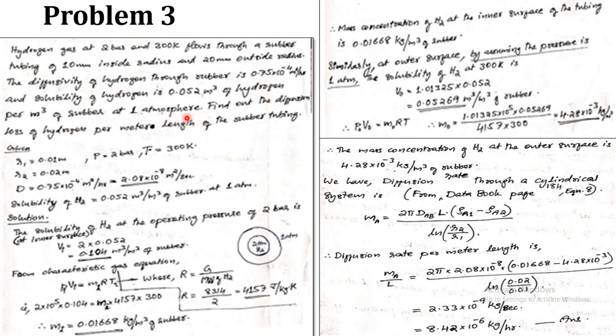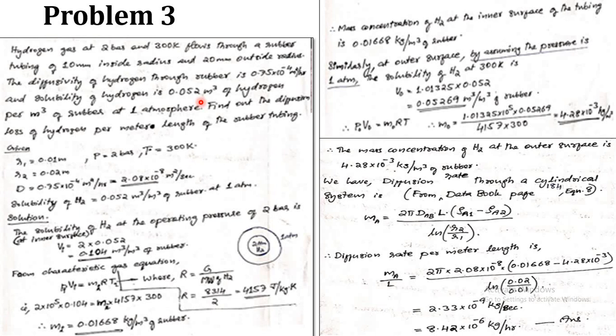At 1 atmosphere, find out the diffusion loss of hydrogen per meter length. I have selected this problem because of the solubility. Sometimes solubility can be given in terms of meter cube per meter cube. The unit will be meter cube per meter cube of rubber.